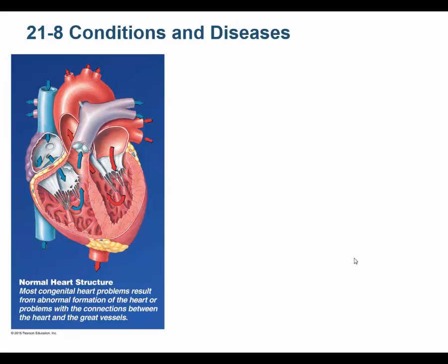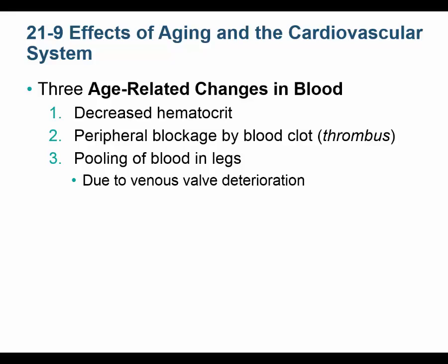And this is showing you a normal heart. And then we can start talking about what happens when you get older. For one thing, when you get older, your bone marrow responds less readily to things. It doesn't respond to erythropoietin as much, so you get a decreased hematocrit.